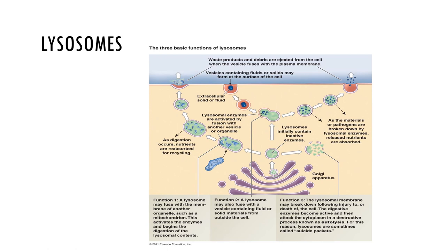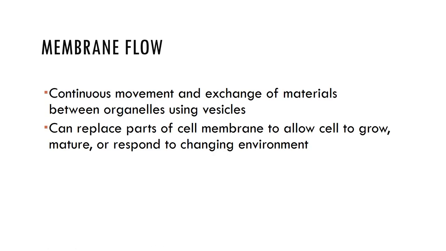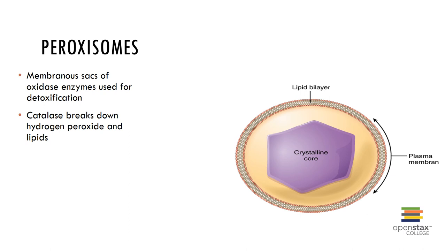Peroxisomes are another type of special vesicle, and these are membranous sacs containing oxidases and catalases. Peroxisomes detoxify harmful or toxic substances. They neutralize dangerous free radicals, which are highly reactive chemicals with unpaired electrons. So you can see that there's a continuous movement and exchange of materials between organelles and vesicles. This allows the cells to grow, mature, and respond to the environment. And here is a picture of the peroxisome that I mentioned previously.